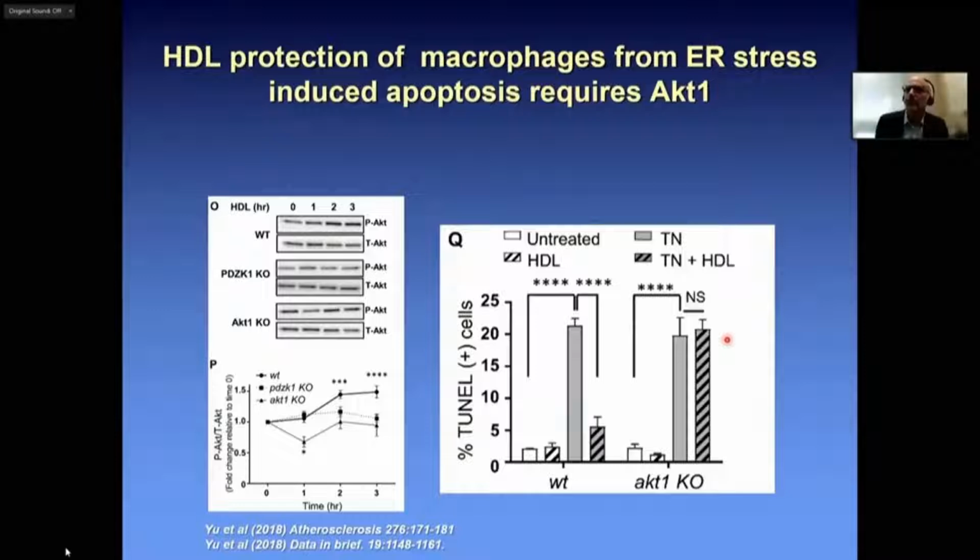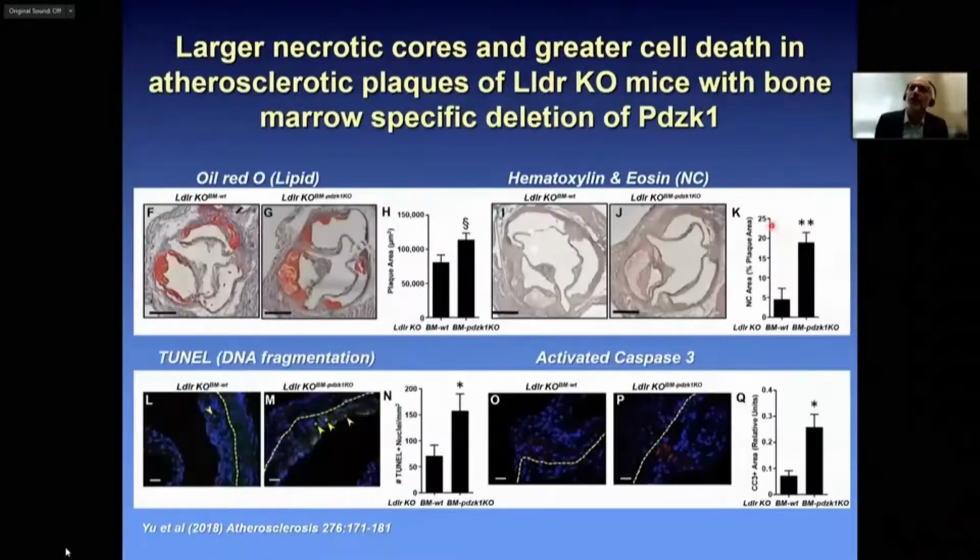So she was interested in seeing whether this played a role in vivo in atherosclerotic plaque formation. To do this, she took LDL receptor knockout mice and transplanted them with bone marrow, either from wild type or from PDZK1 knockout mice. When she fed the mice high-fat, high-cholesterol diets to induce atherosclerosis, she saw an increase in atherosclerotic plaque size in the mice that lacked PDZK1 in their bone marrow, and a much more pronounced increase in the size of necrotic cores in the atherosclerotic plaques of the mice that lacked PDZK1.